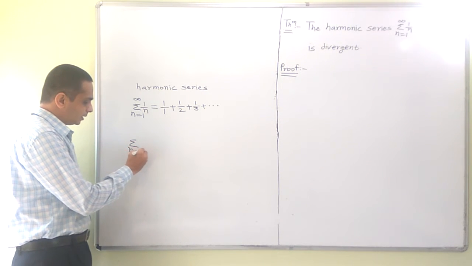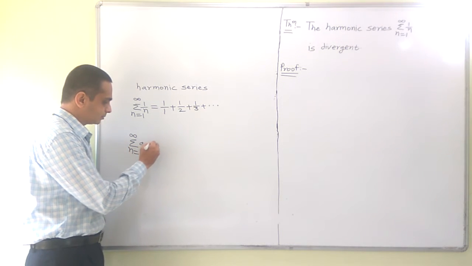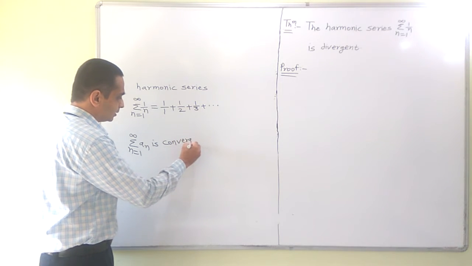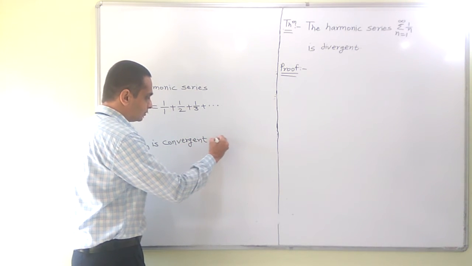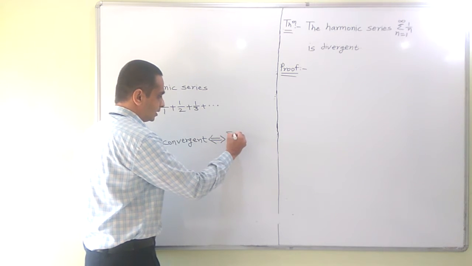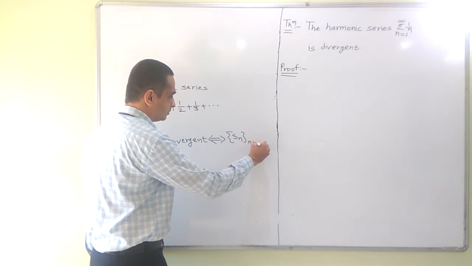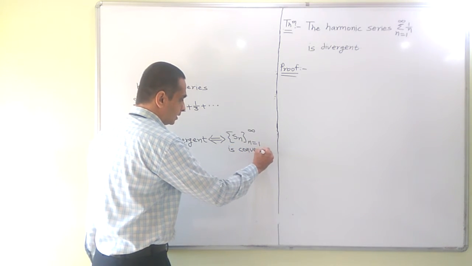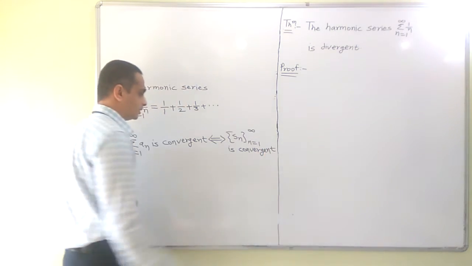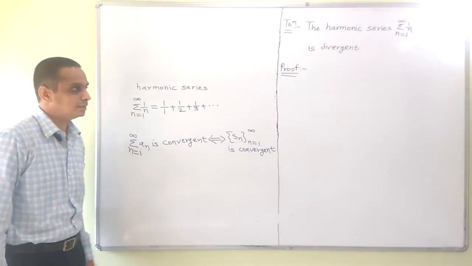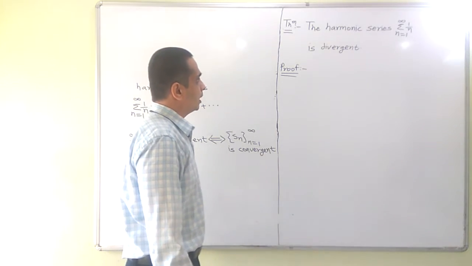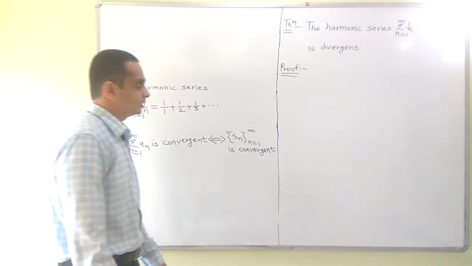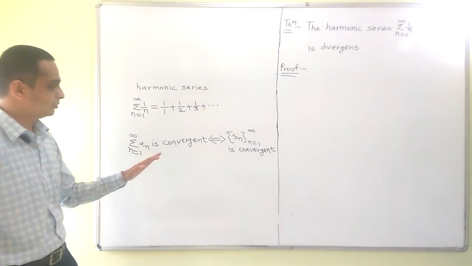The series summation n equal to 1 to infinity a_n is convergent if and only if its sequence of partial sums is convergent. And if its sequence of partial sums is divergent, then the series is divergent. Okay? So the harmonic series is divergent and this series is convergent. This result we have to use.